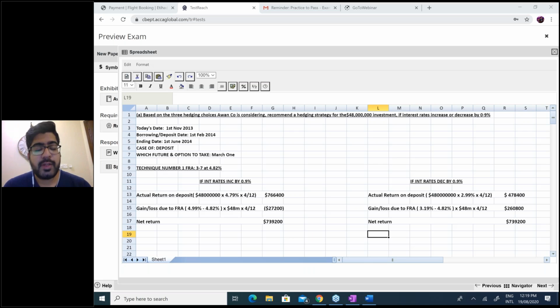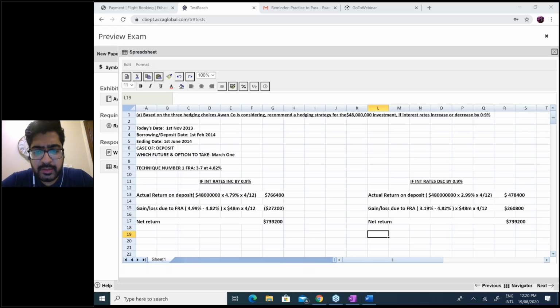Okay, we are doing FRA technique since today's 1st November, and we plan to borrow and deposit on 1st Feb after 3 months till 1st June for 4 months. So 3-7 is the FRA rate, and the rate provided in the question is 4.82. The working format says if interest rate increase by 0.9 and decrease by 0.9, you have to take both of them. Okay, the format is actual return on deposit or cost on borrowing. It's a deposit case, return on deposit, gain loss due to FRA, net return.